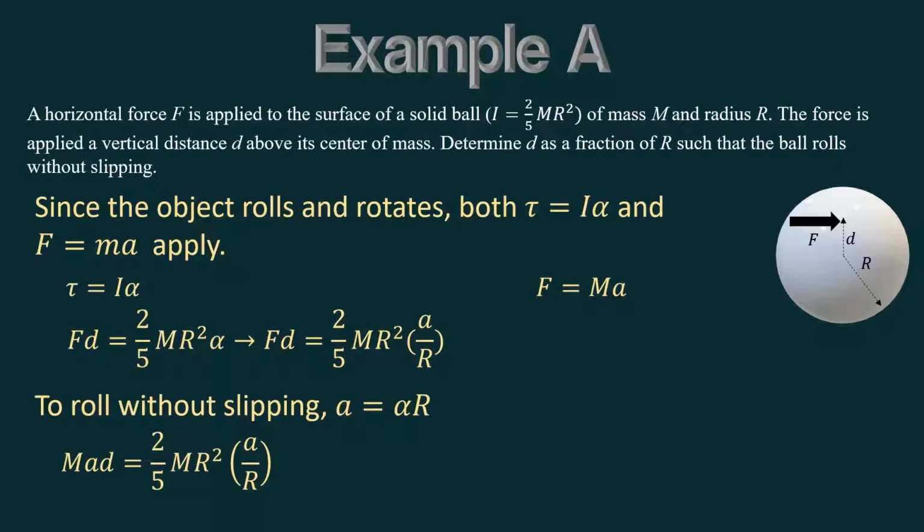So what I did there, I replaced alpha in the equation with a over r, and then brought ma in here, because this is true for linear motion, that's the only equation for linear motion. I brought ma in for F, and then I got to here. So Fd, which is the torque, so mad, equals 2/5 mr squared a over r, and then you solve that for the ratio d over r. And you get that d is 2/5 r.